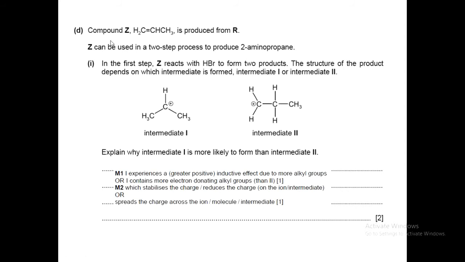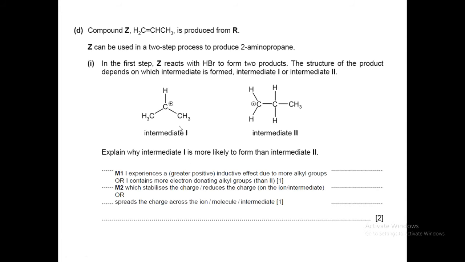In D part, compound Z is produced from R. Z can be used in a two-step process to produce 2-aminopropane. In the first step, Z reacts with HBr to form two products. The structure of the product depends on which intermediate it is formed, intermediate 1 or intermediate 2. Explain why intermediate 1 is more likely to form than intermediate 2.